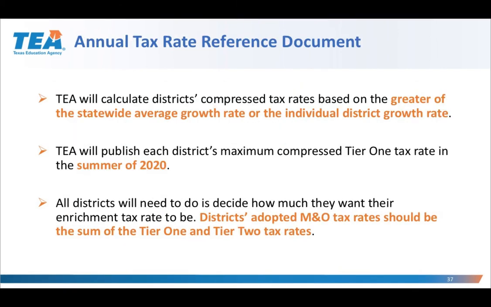We'll calculate your district's compressed tax rates based on the greater of the statewide growth rate or the individual growth rate, and then we're going to publish your MCRs in the summer of 2020. All districts will need to do is decide how much they want their enrichment tax rate to be. Districts' adopted tax rates should be the sum of the Tier 1 MCR and the Tier 2 tax rate.